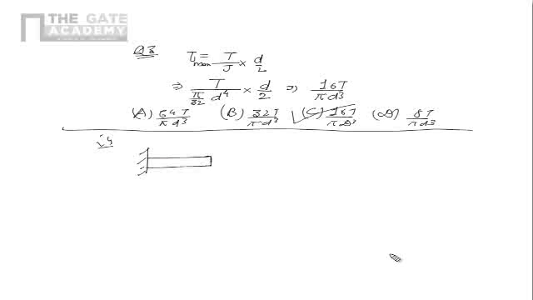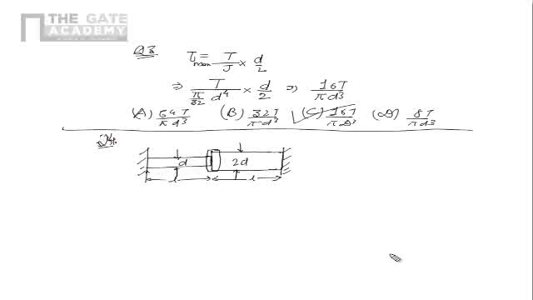This is the first shaft, and this is the second shaft. This is D and this is 2D, while this length is L and this length is also L, and this is a coupling here, right? So this is question 4.